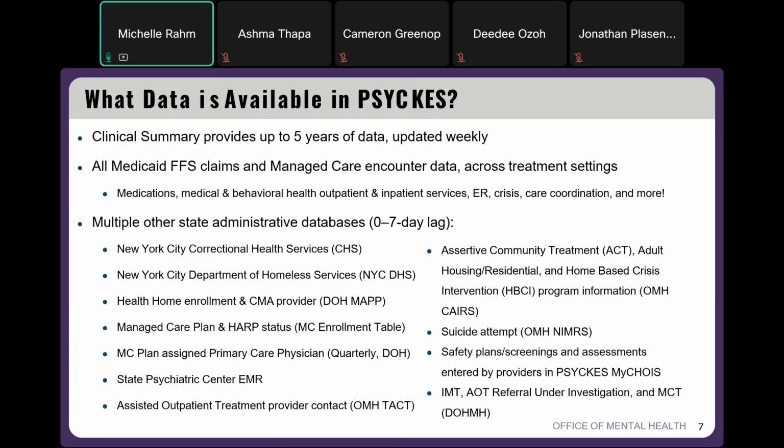And then we have suicide attempt information. This is coming from OMH NIMERS. So this is an instance in PSYCKES where it's not limited to any type of look back period, such as 5 years. This is all available data. So if somebody had a suicide attempt occur 10 years ago, that would still show in their clinical summary because it's such critical information. And then safety plans, screenings, and assessments. These can be entered in by you as a provider in PSYCKES, and I'll show how you can do that through our PSYCKES mobile app and through the clinical summary in the web. And then we have intensive mobile treatment. Mobile crisis team data was recently added from DOH-MH.